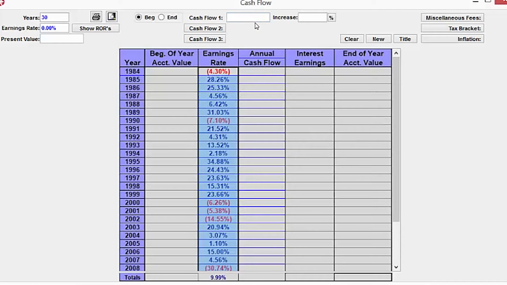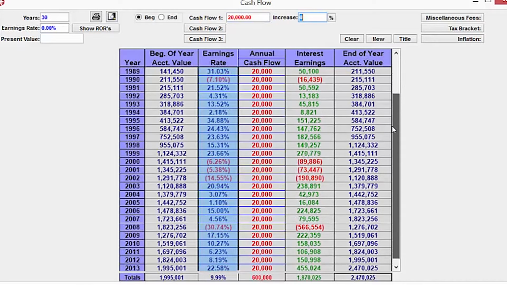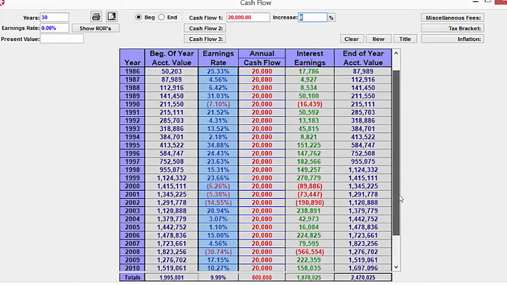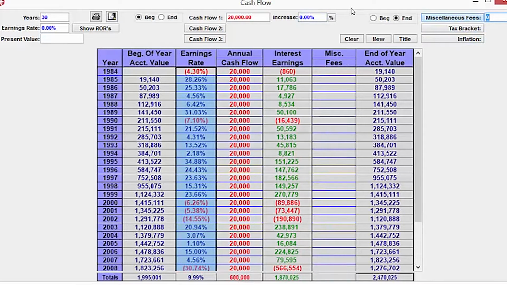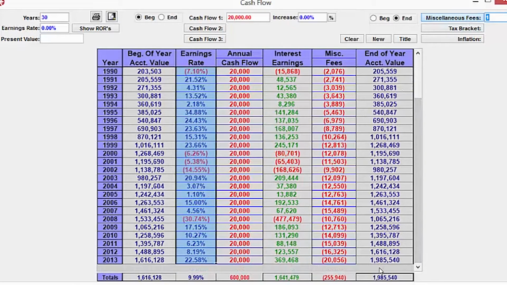The contribution is going to be $20,000 per year. Without any fees, the accumulated balance is going to be about $2.4 million. Now we put in a fee structure of, let's say, 1%. That's going to leave us with about 1.985. Actually, let's just keep it at 1, and we'll round up the end balance to about 2 million to make the Monte Carlo a little easier to understand.